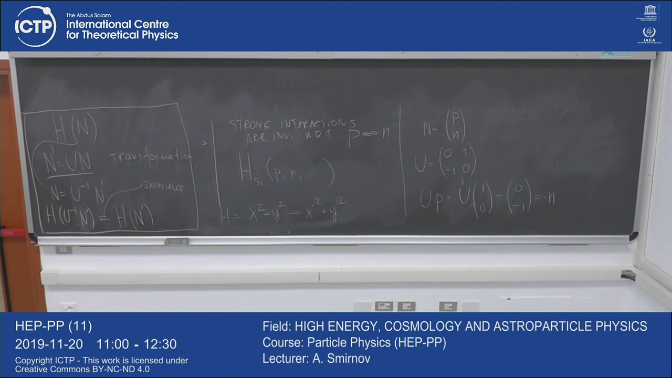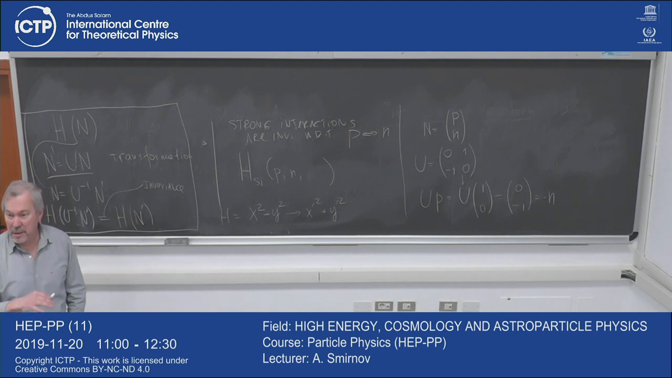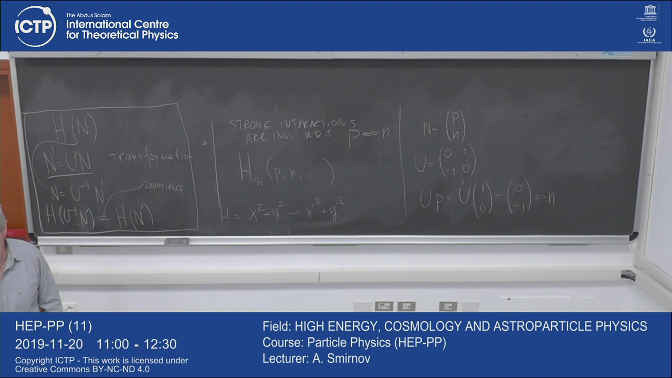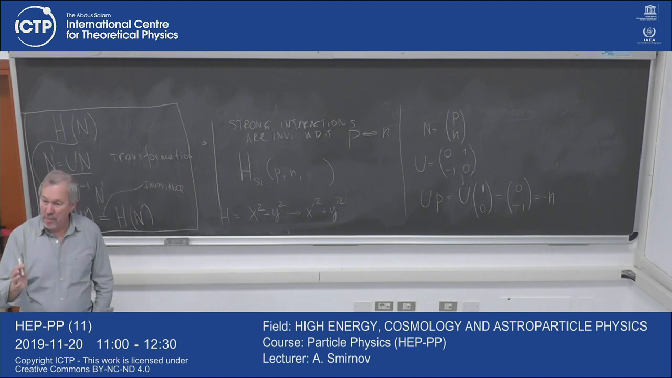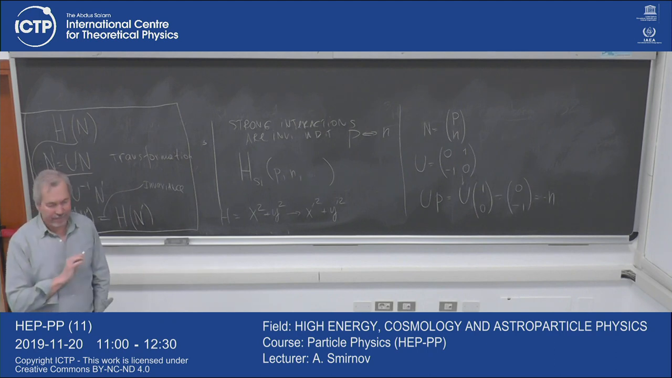This story will be repeated many, many times till the end of my course. So if you understand this, you've got it. This is what we mean by invariance. You do some transformations of fields, or even coordinates, or both fields and coordinates, and you show that your Lagrangian or Hamiltonian or equation of motion, you can speak about invariance of different objects, right? They do not change form when you go from the old variables to new ones. Good.